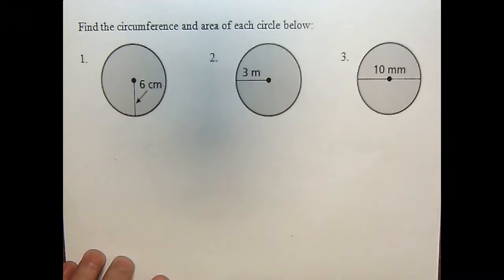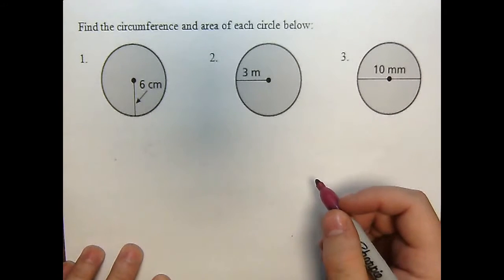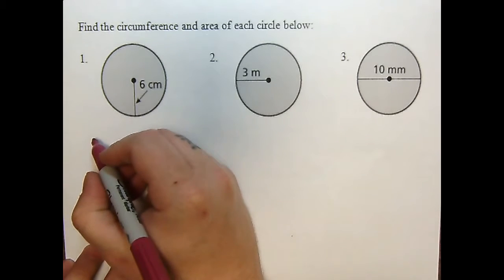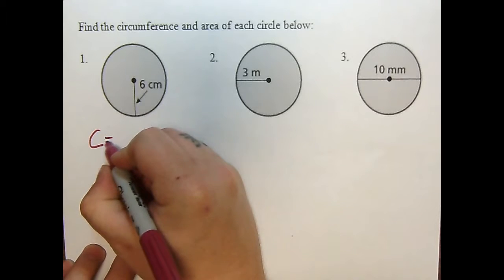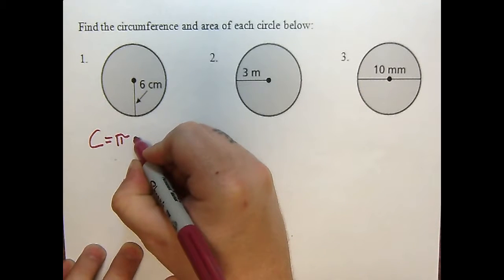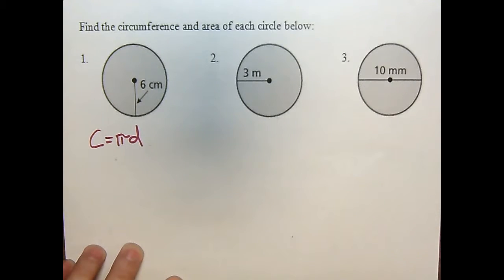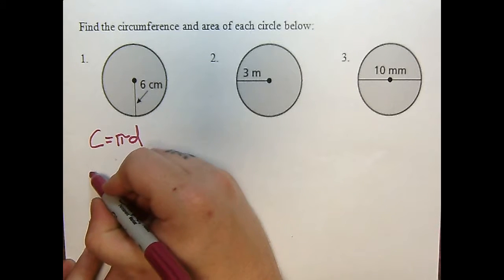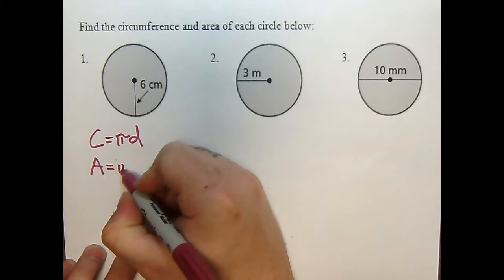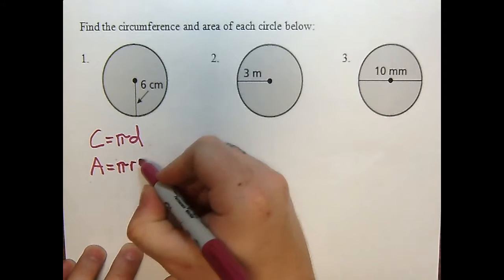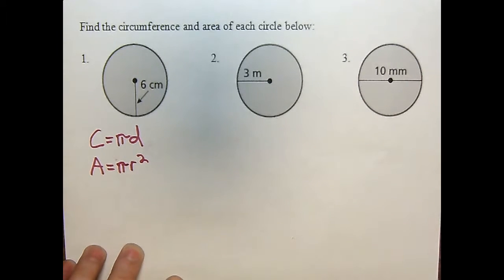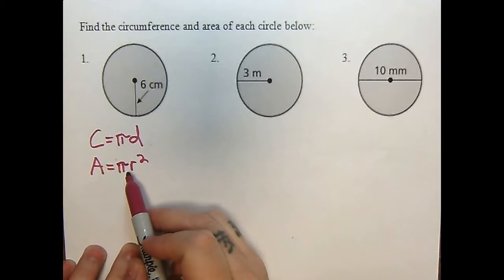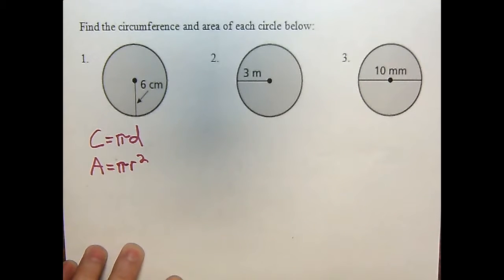So, to find circumference and area, the first thing we need to know are the formulas for both of those. I always remember them like this. Circumference is cherry pie delicious. So C equals pi times diameter. And area, we have apple pies are 2.